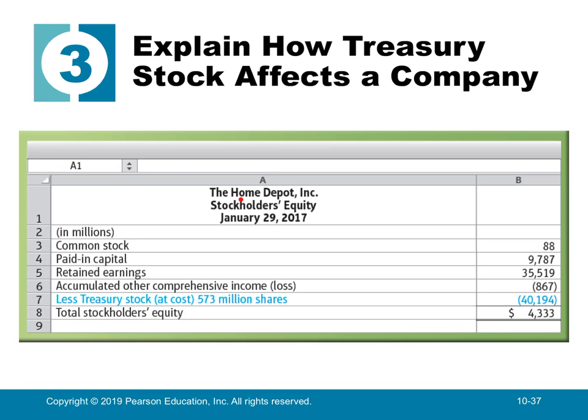And again, let's look at the Home Depot stockholders' equity section. So you have the common stock here, the paid in capital, retained earnings, this other comprehensive income or loss. In this case, it's a small loss. And then less treasury stock, right? So we've got to remove the treasury stock part of it. And so our total stockholders' equity is right there. Again, this is negative because this is a contra stockholders' equity account. Treasury stock.